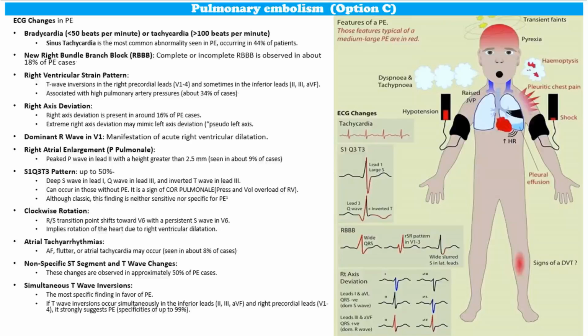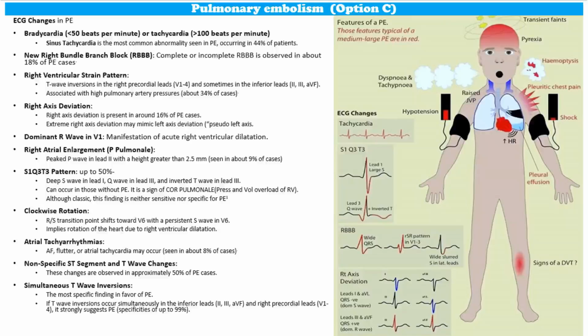Nonspecific ST segment and T wave changes, including both elevation and depression, are quite common, occurring in 70% of patients with PE. The simultaneous presence of T-wave inversions in the inferior and right precordial leads is highly specific for PE, with specificities of up to 99%. The pathophysiology behind these ECG changes includes dilation of the right atrium and ventricle, leading to a shift in the heart's position, right ventricular ischemia, and increased sympathetic nervous system stimulation due to pain, anxiety, and hypoxia.